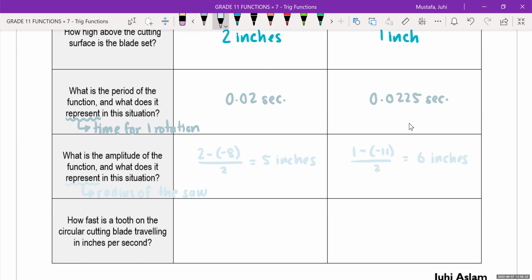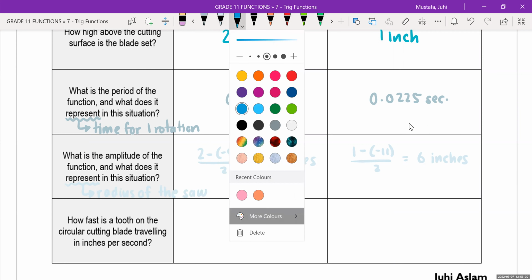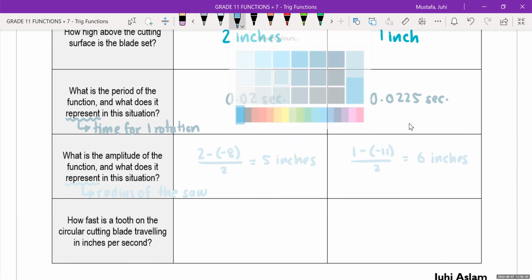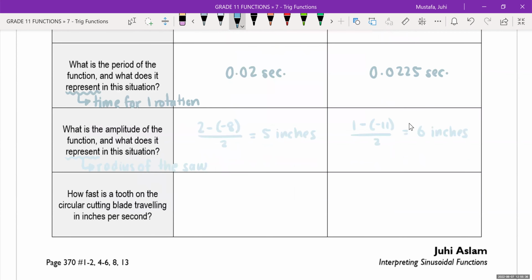Okay, and the last question is, how fast is a tooth on the circular cutting blade traveling in inches per second? So for that, we need our formula. So I'm just going to use maybe this. So velocity is equal to distance over time. So v is equal to distance over time. But in this question, distance is 2 pi r over time. So we're going to go v is equal to 2 times pi, and the radius is just the amplitude, 5. And how long does it take? That's your period. It's going to be 0.02. So 2 times pi times 5 divided by 0.02.